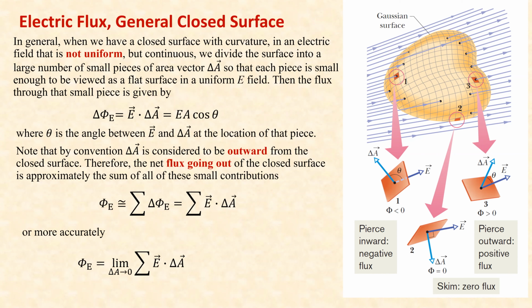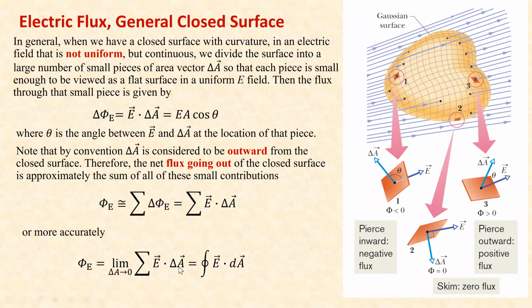Or if you want to make it more accurate, you calculate this summation and make the delta A approach zero. It means that the smaller these areas are, the more accurate the result. And at the limit, you become infinitely accurate. And that, as you know from calculus, is called the integral of E dot dA over the closed surface. The circle that you see on the integral implies that the surface is closed. All right. So the integral over a closed surface of E dot dA means basically this.